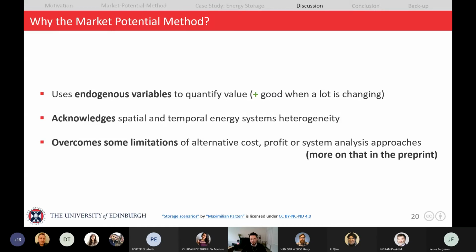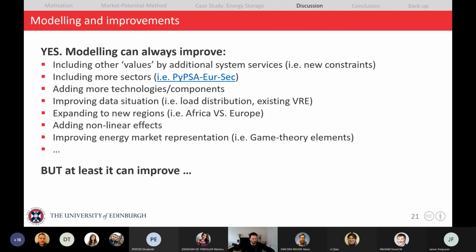Yeah, so there's more on that in the preprint. I'm hitting my time limit. Yes, modeling can always improve. There are some points which I mentioned here.